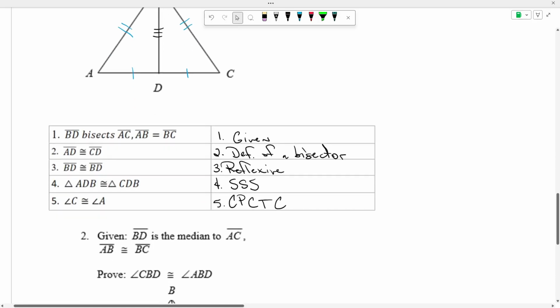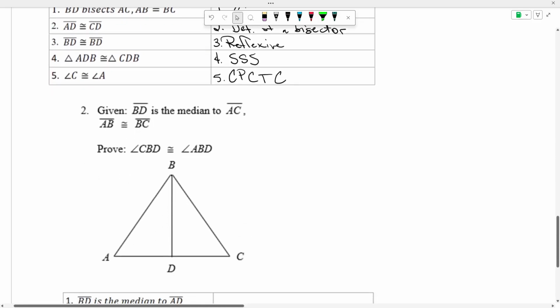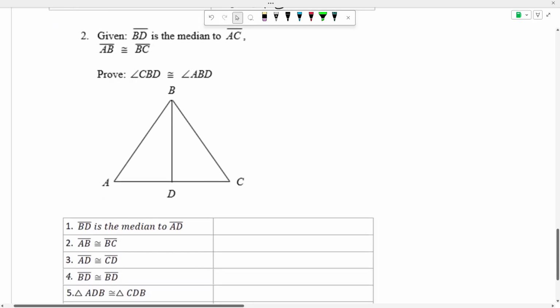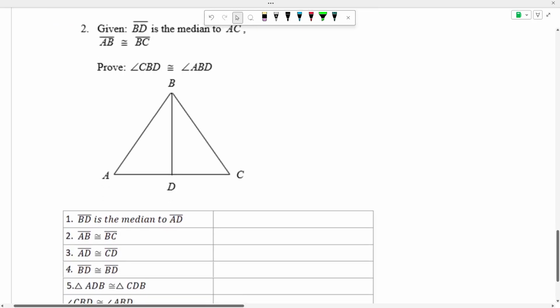Looking at another example, this one says given, BD is the median of AC, and AB is congruent to BC. So we have here, these pieces were given to us, AB and BC. This one is congruent to this piece. And then it also tells us a median. Well, if we can't remember median, we'll come back to that in a second.